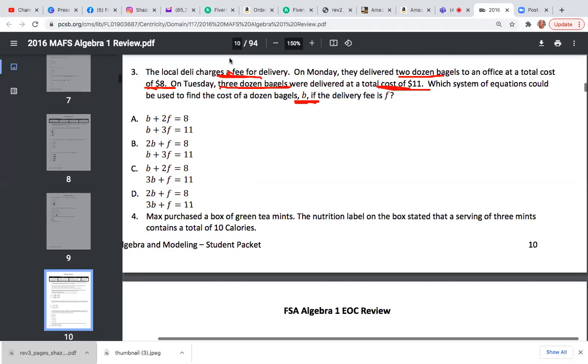Monday, they delivered 2 dozen bagels, and there's a fee. So it's the 2 dozen bagels plus the fee to add up to $8. On Tuesday, they delivered 3 dozen bagels plus the fee. It added up to $11. Which one says that? By the way, you should notice every answer has 2 equations. So yes, one equation is for Monday, one equation is for Tuesday.